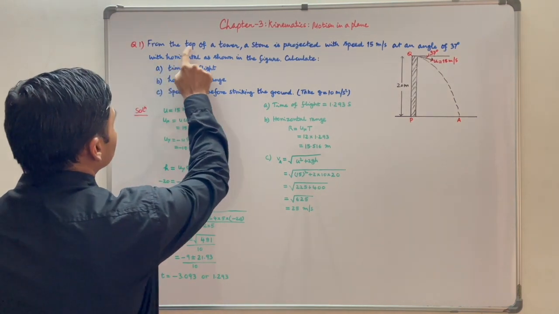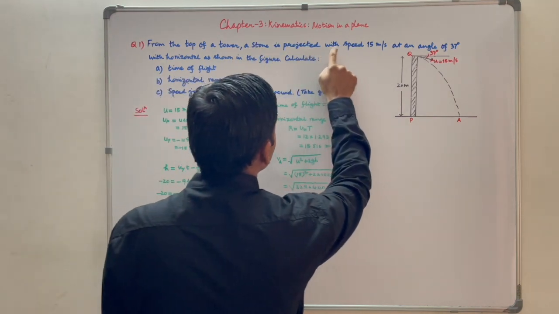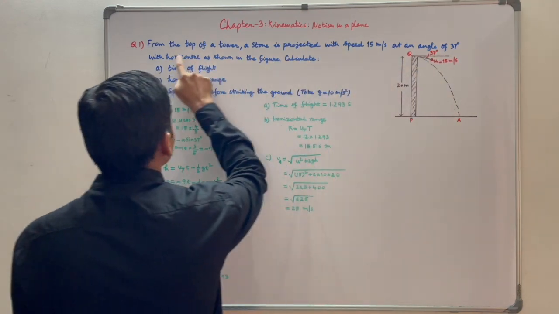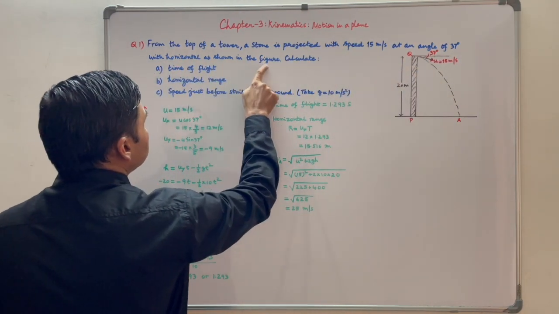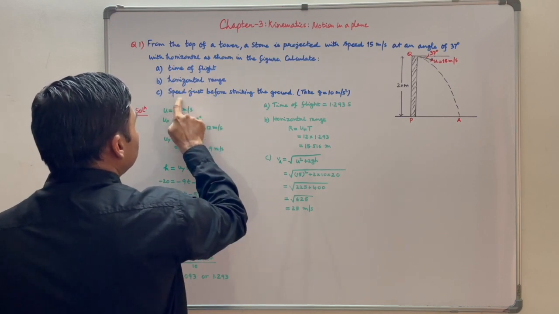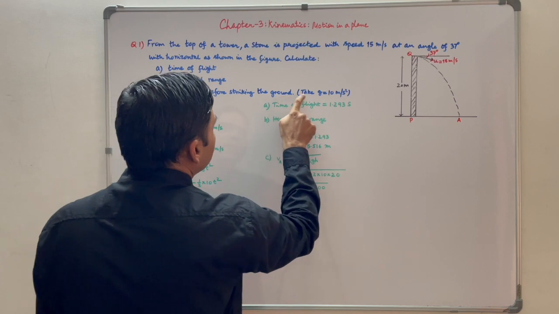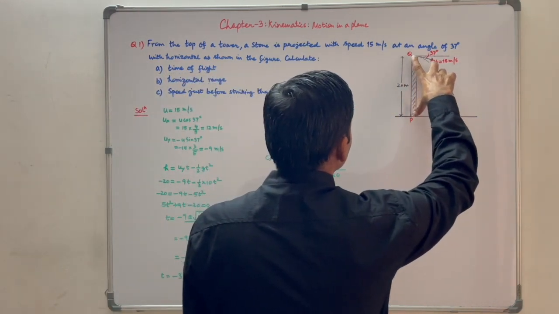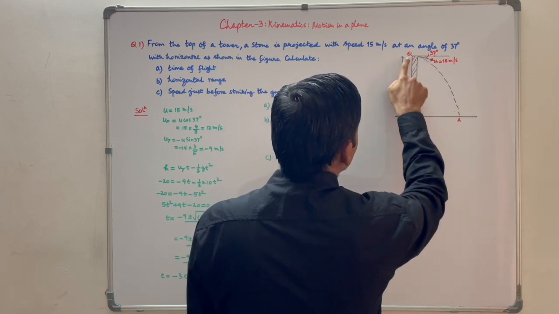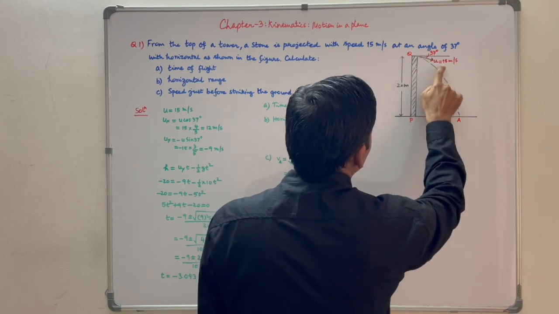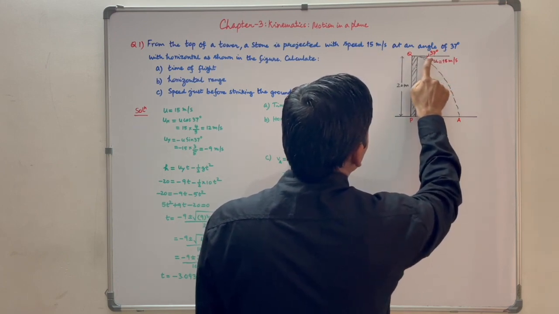First question: from the top of a tower, a stone is projected with speed 15 meter per second at an angle of 37 degree with horizontal, as shown in the figure. Calculate the time of flight, horizontal range, speed just before striking the ground. Take g is equal to 10 meter per second square. Height of the tower is given as 20 meter. A stone is projected from point Q downwards with initial velocity 15 meter per second at an angle of 37 degree with horizontal.